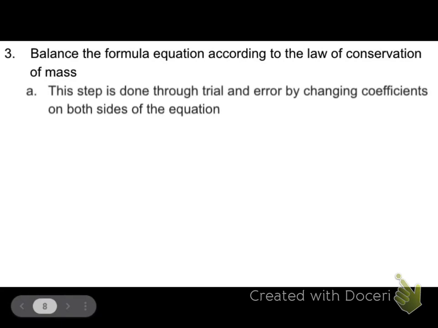Next step is to balance the formula equation according to the law of conservation of mass. This step is done through trial and error by changing coefficients on both sides of the equation. So remember how I said this is a skill that you have to practice? Because it's trial and error, you just have to work through it and try it and add coefficients and count up how many are on each side and see if you are correct yet.